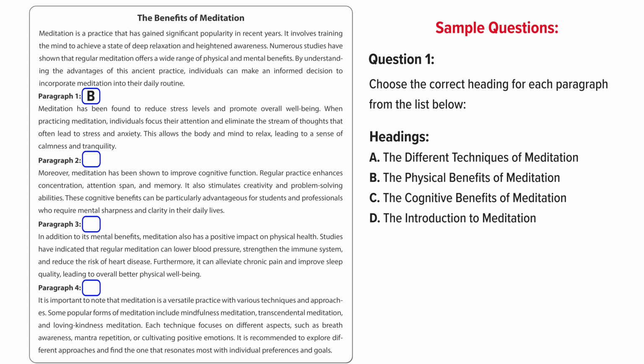Answers. Paragraph 1. B. The physical benefits of meditation. Paragraph 2. C. The cognitive benefits of meditation. Paragraph 3. B. The physical benefits of meditation. Paragraph 4. A. The different techniques of meditation.